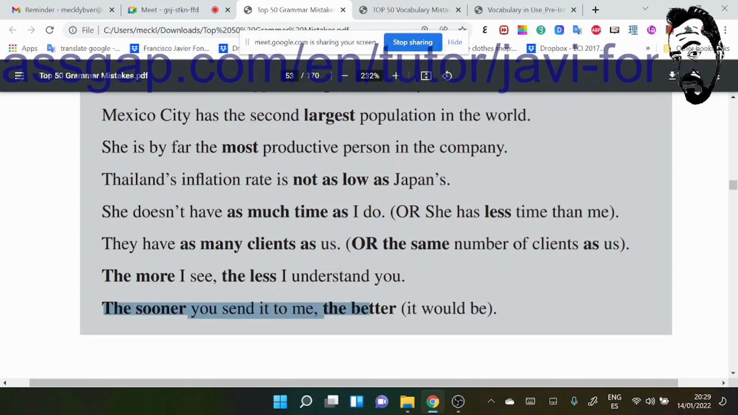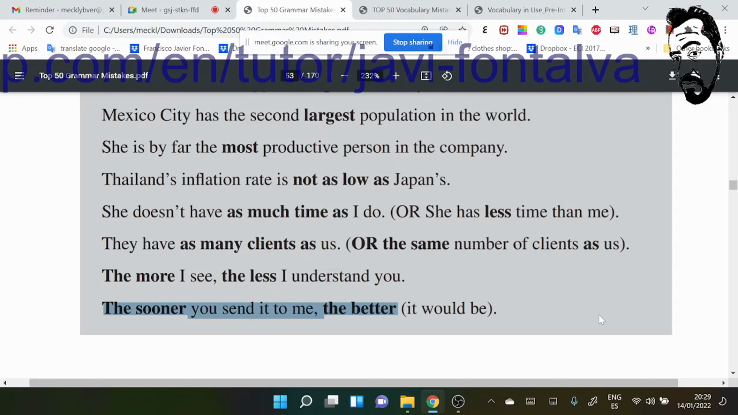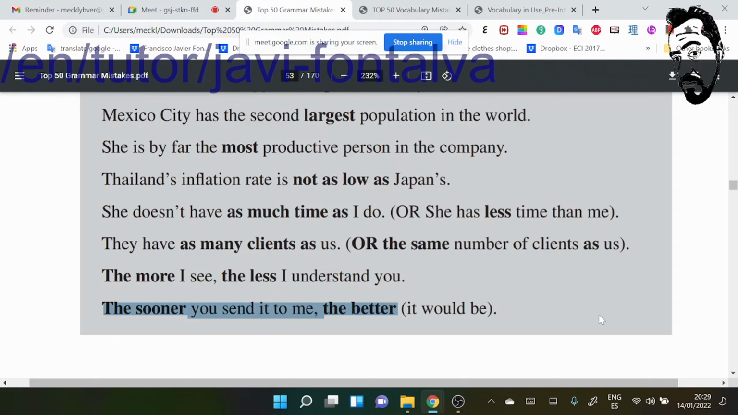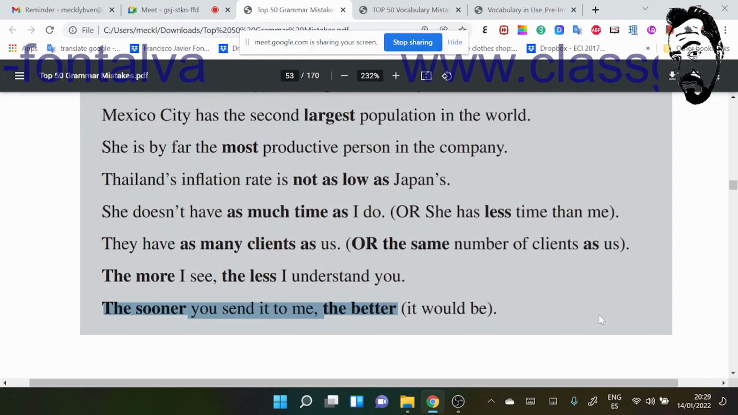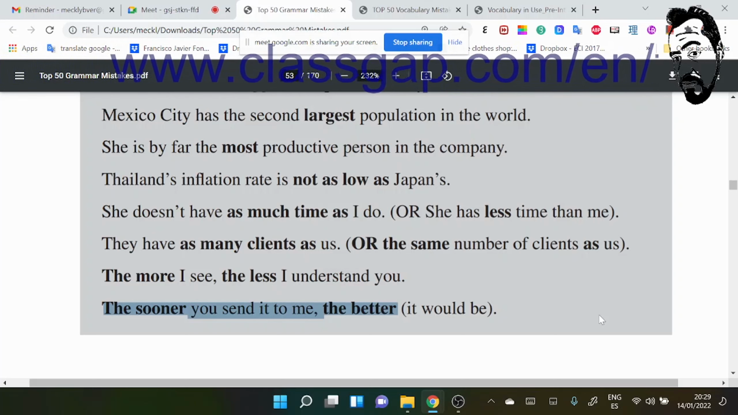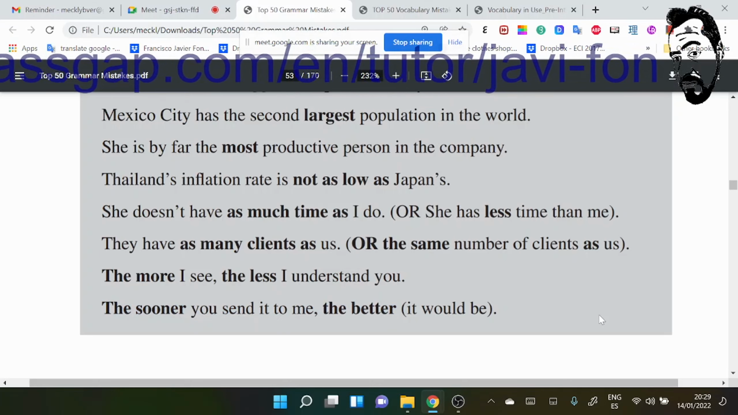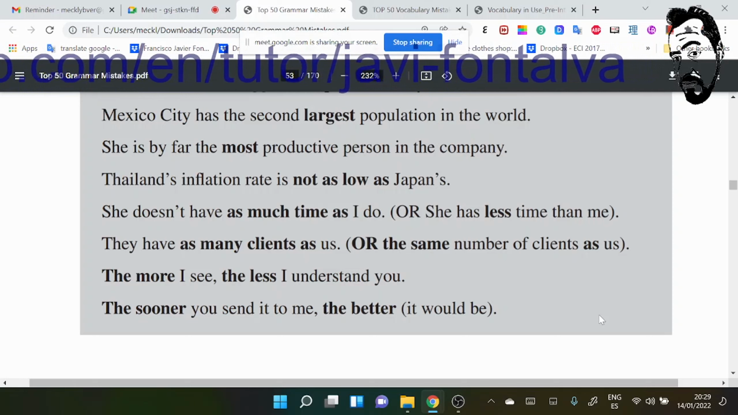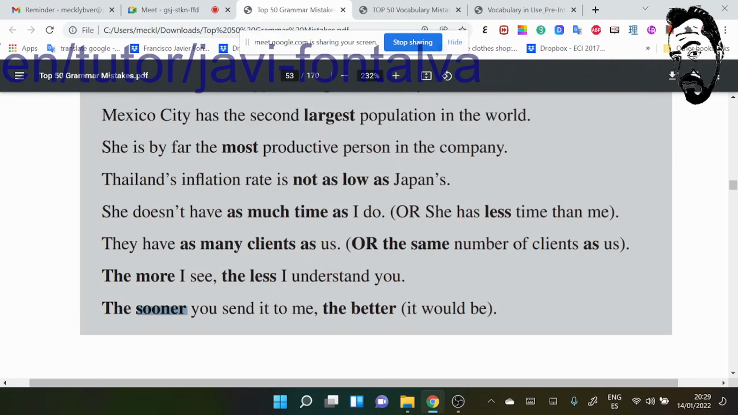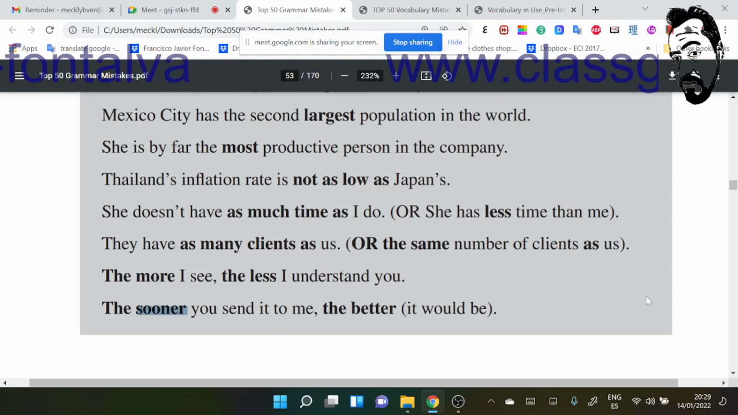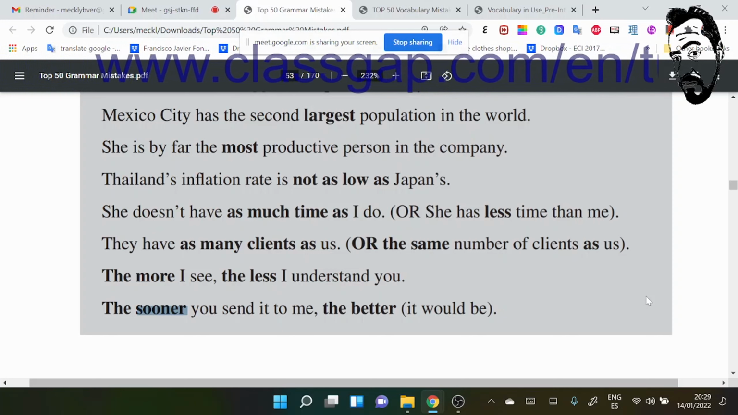For example, this is another one. The sooner you send it to me, the better. Can you read it? The sooner you send it to me, the better. I don't understand this phrase. Okay, so you know soon? Yes. Fast. So the sooner, cuanto más pronto, no? Cuanto antes you send it to me, the better. Mejor.